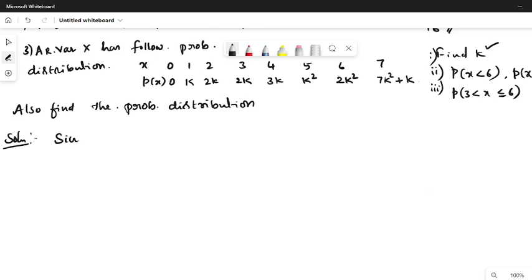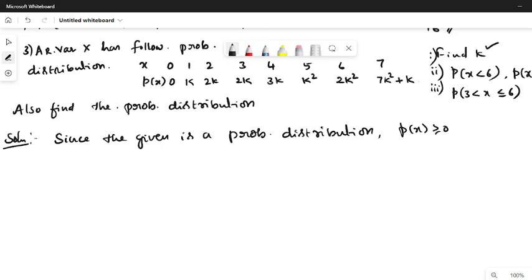Since the given distribution is a probability distribution, we must have p of x greater than or equal to 0 and summation p of x equal to 1. That is, you can check that this implies k must be greater than or equal to 0 and summation p of x equal to 1. Now, this should hold, k greater than or equal to 0.